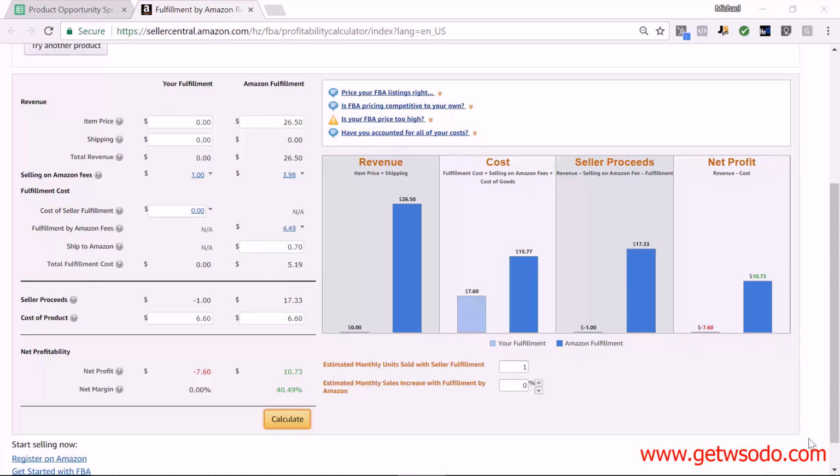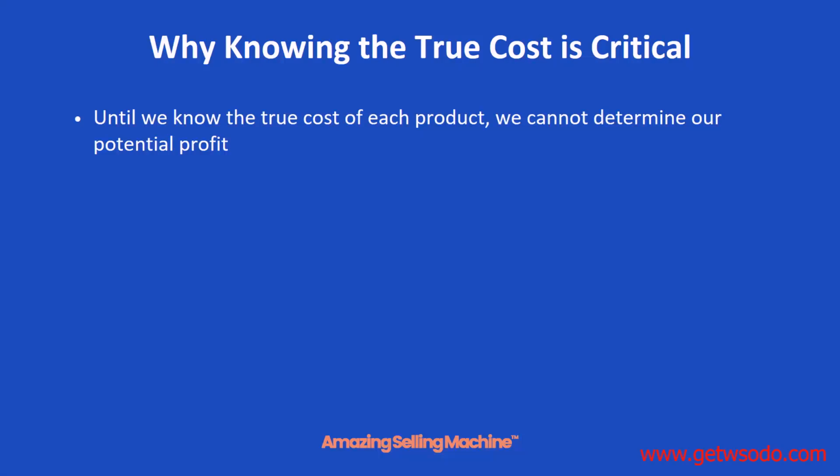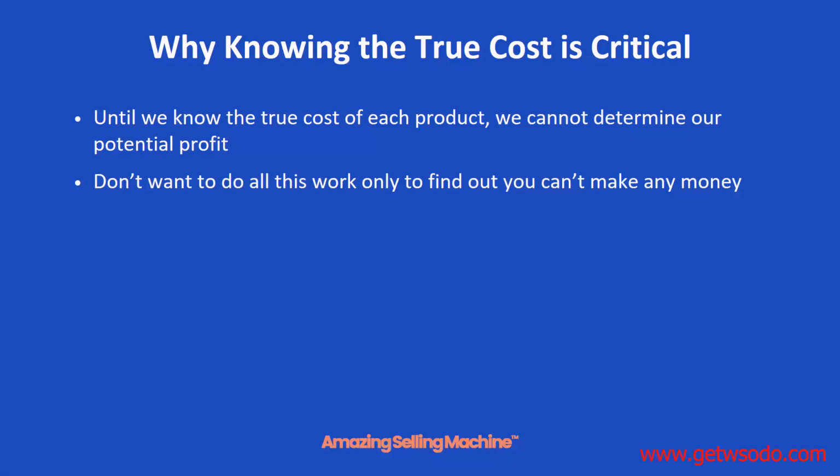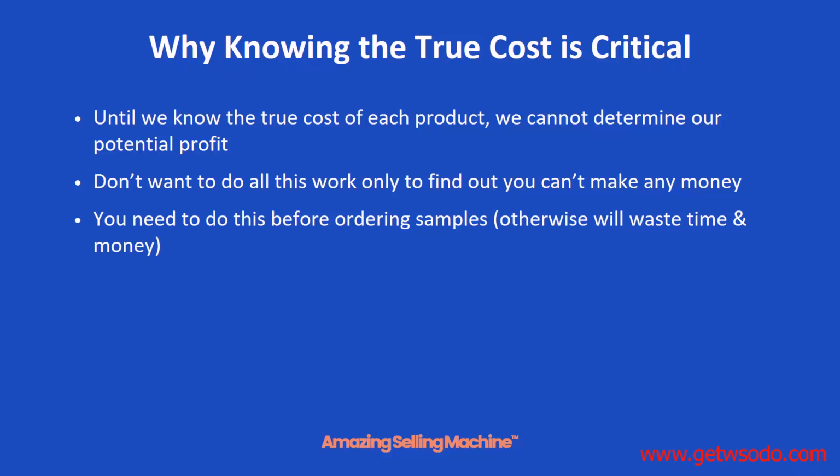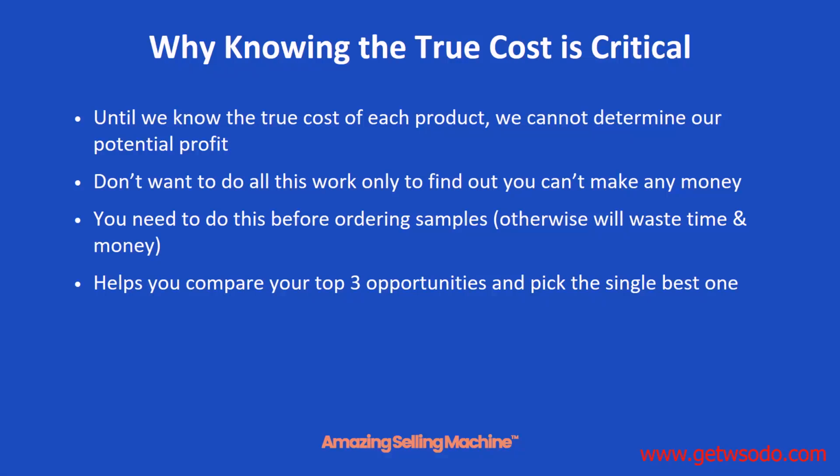Now let's talk a little bit about why this is so important for us. Until we know the true cost for each product, we can't determine what the potential profit is for us. We don't want to do all this work only to find out that we can't make any money off one of these products that we choose. So we definitely need to do this before we order our samples. Otherwise, we're wasting time and money. Also, knowing the true cost and knowing the potential profit will help us compare our top 3 opportunities and then pick the single best one.